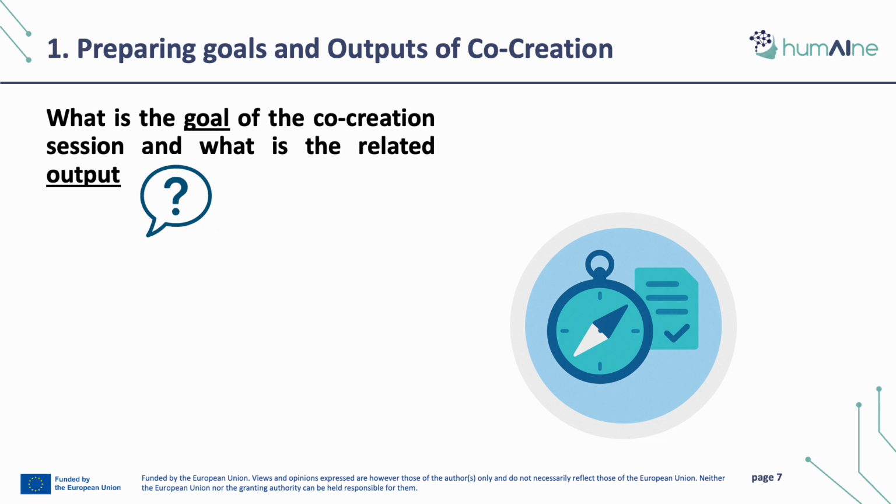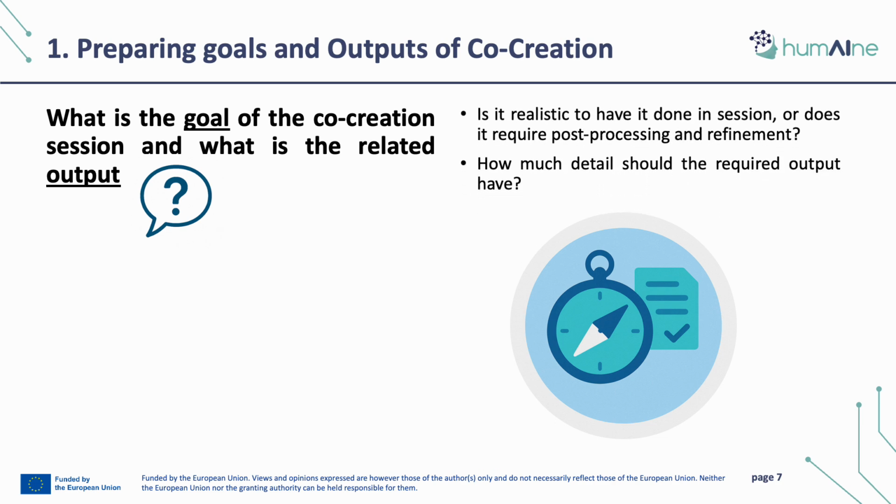Then, there are two criteria to consider. First, is it realistic to achieve the output during the session itself, or will it need some post-processing and refinement afterward? And second, how detailed does the output need to be at this stage? To make this more concrete, let's look at an example of how co-creation can be planned within a project timeline. Let's look at an example from the HumAIne project itself.